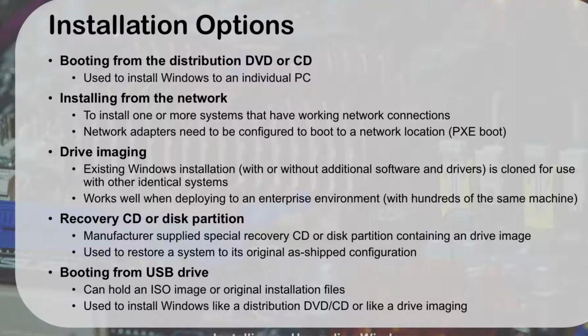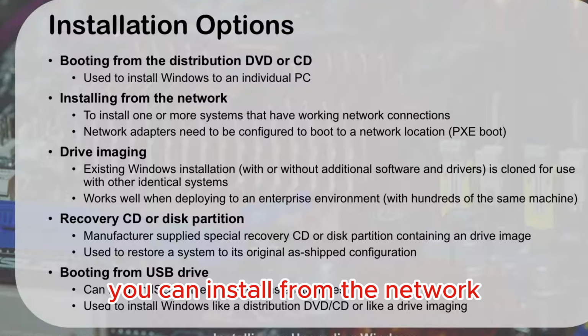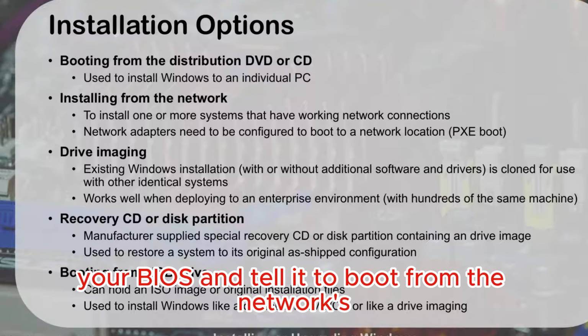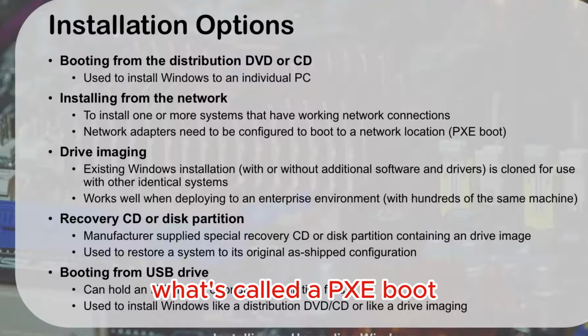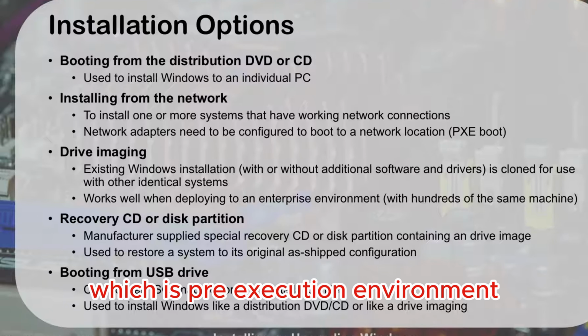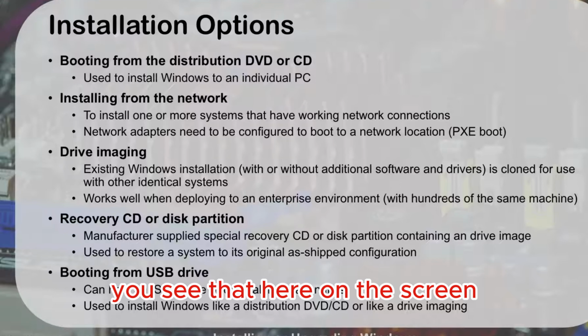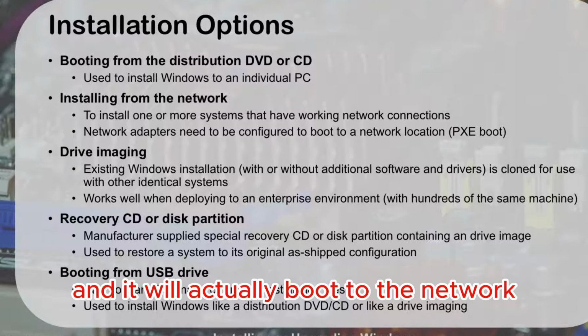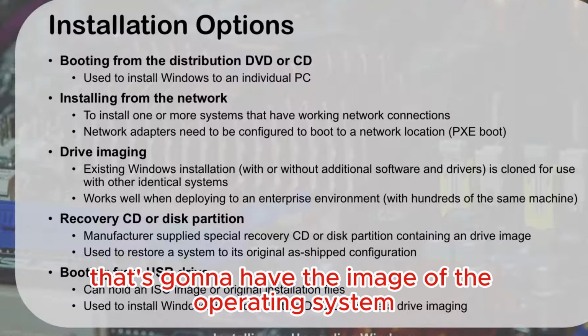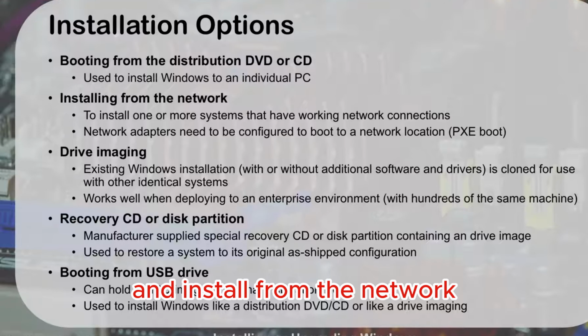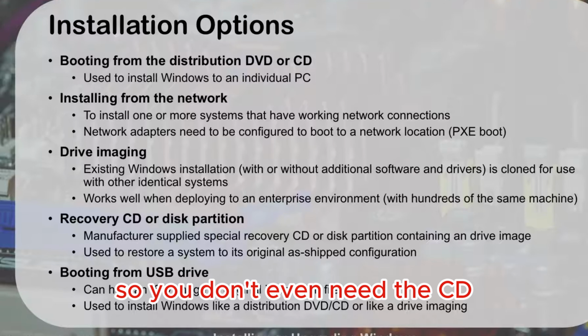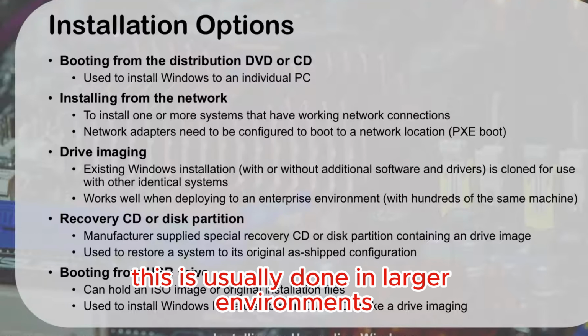The second way you can do it is you can install from the network. You can turn on your BIOS and tell it to boot from the network. It's called a PXE boot, which is pre-execution environment. You can see that here on the screen. And it will actually boot to the network and look for a server that's going to have the image of the operating system and then copy that image over and install from the network. So you don't even need the CD. This is usually done in larger environments.